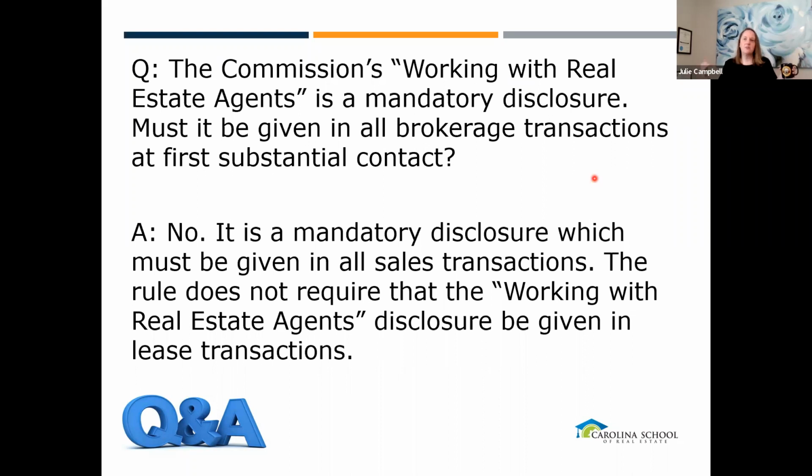Again, you guys, I get it, because many of you aren't going into property management, so you don't even think about lease transactions. I need you to think about lease transactions until you get your license. Once you get your license, you never have to think about them again. But I need you to think about them right now. So do we have to do it in all transactions? No, sales only. It does not give in lease property management situations.